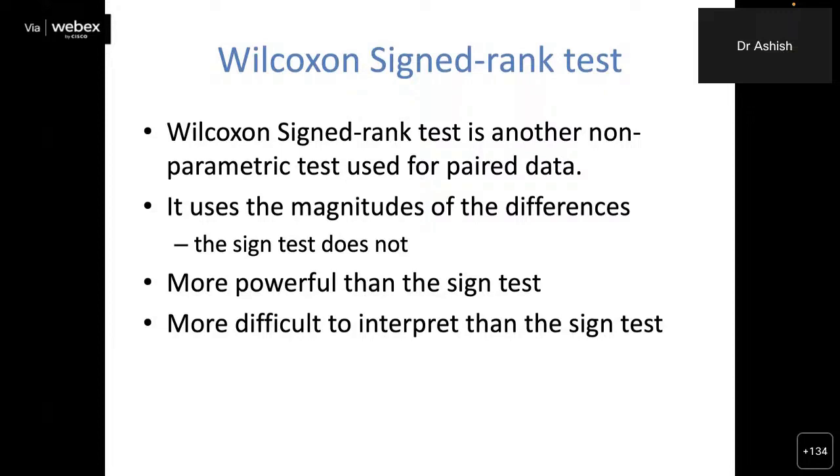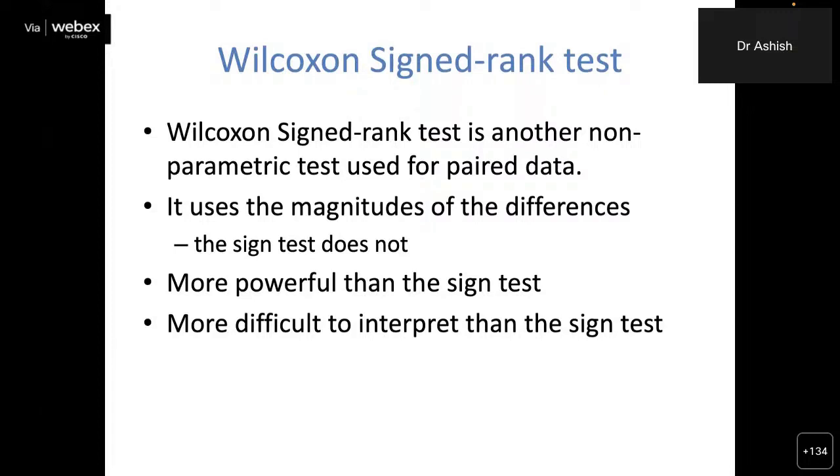So this is more powerful than the sign test, the Wilcoxon signed-rank test. This is also a type of test which is used for paired data only, but it is more powerful compared to the sign test. In the sign test, we have seen that only the sign of the data is considered, but in the Wilcoxon signed-rank test, the sign as well as the magnitude of the difference is also considered.